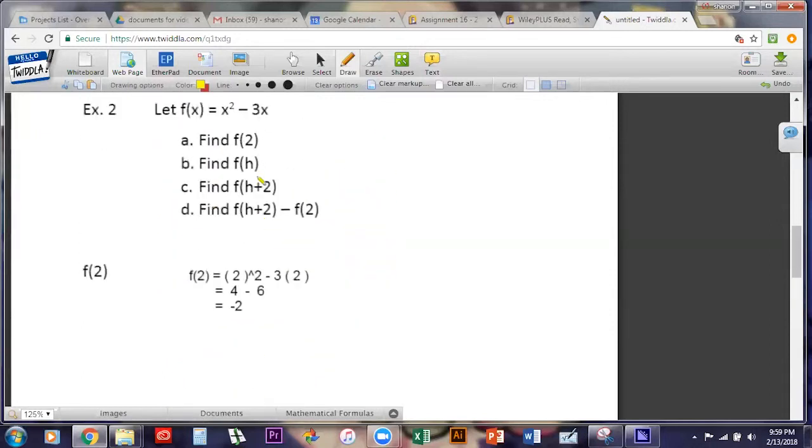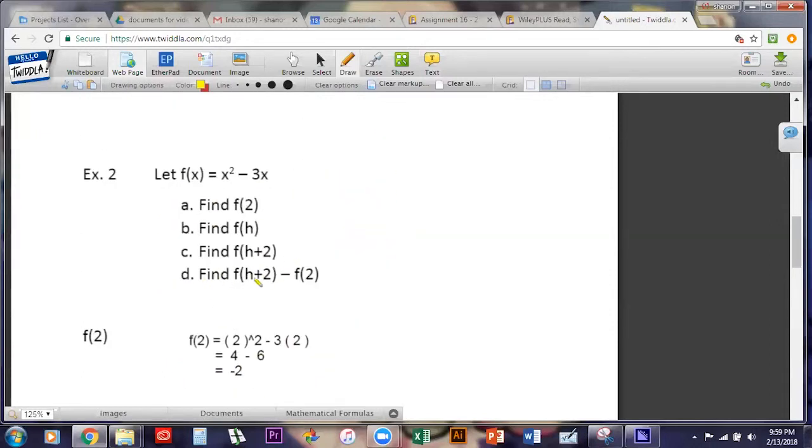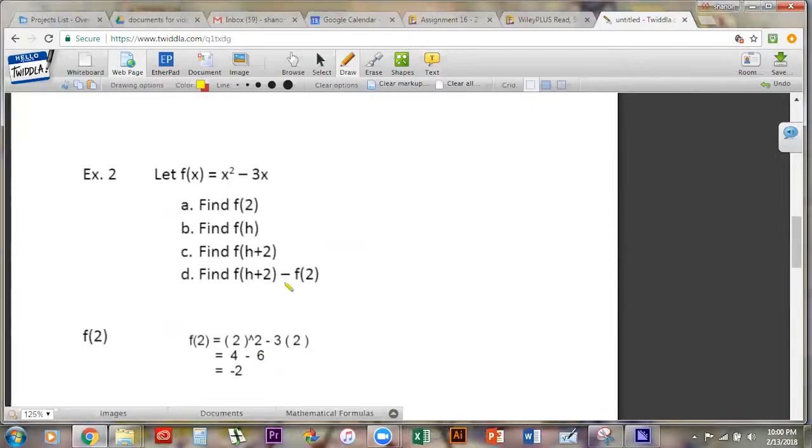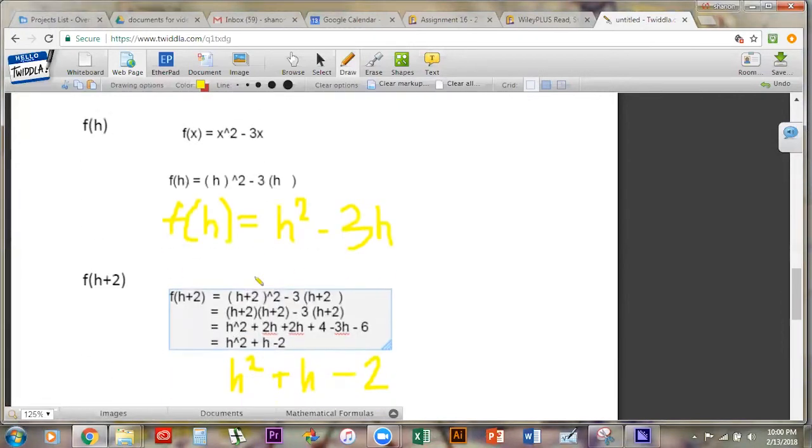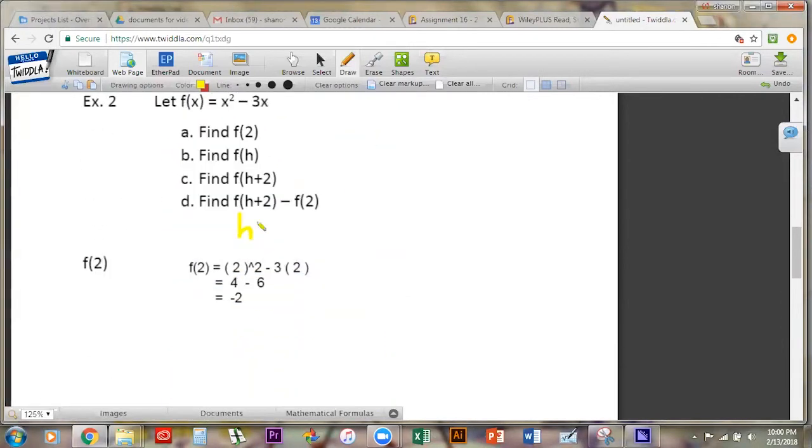The final problem asks us to find f of h plus 2 minus f of 2. Now, if we look at part C, we've already found f of h plus 2, and we have that answer right down here, h squared plus h minus 2. That is this first chunk right here. We've already gone through the work of doing it in C. We might as well use that down in D. Now we have a minus sign. And then we have this chunk here.